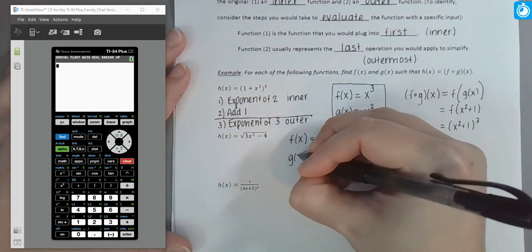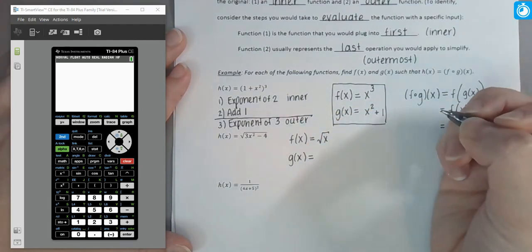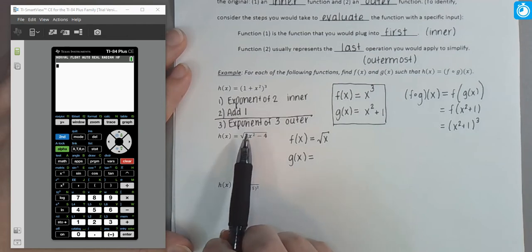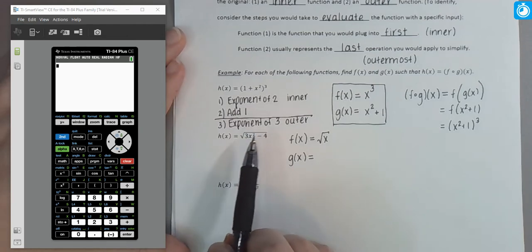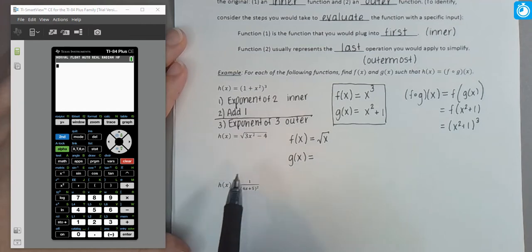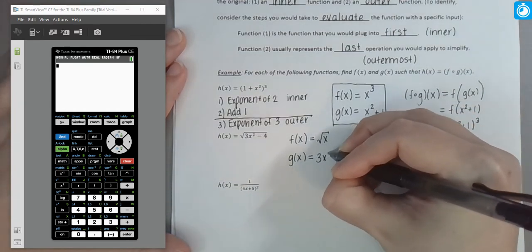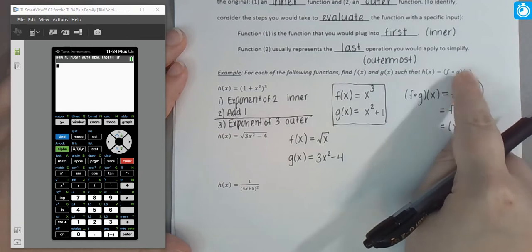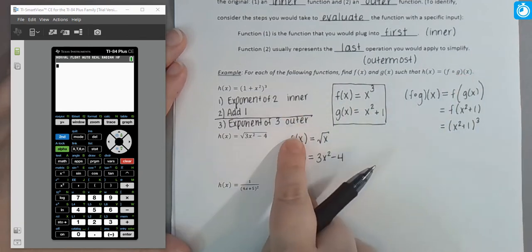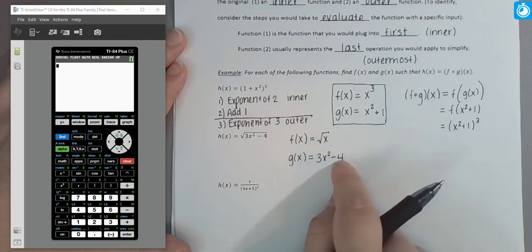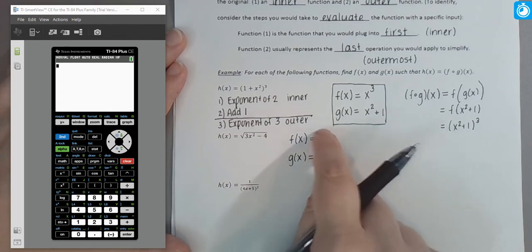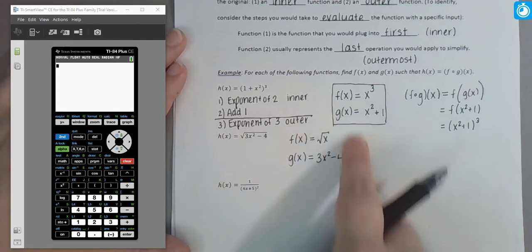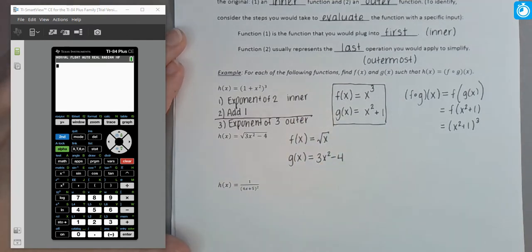Our inner function has to take care of everything that's left over. So the remaining operations in order, we square, we multiply by 3, we subtract 4. Basically imagine removing the square root, what's left? Everything else has to be included as part of the inner function. So that's going to be 3x squared minus 4. If you were to compose these, g of x plugged into f of x, that would take this x, we'd sub in 3x squared minus 4, and so we'd have the square root of 3x squared minus 4, which is our original function. So this would be a decomposition we could use here.